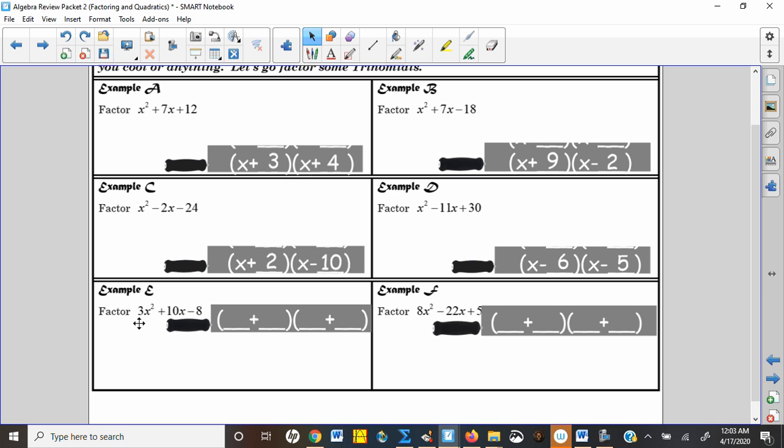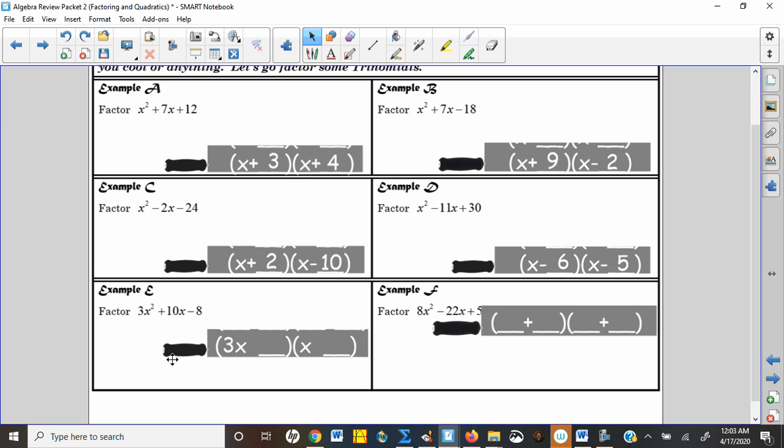Now, these get a little more spicy, a little more interesting, because I have a lead coefficient. Okay, that's not a 1, but it's a prime number. There's only one way to multiply to get 3, and that's 3 times 1. So I'm going to do 3x times 1x. Also, because I'm multiplying to get a negative, I have a positive and a negative. I have to hold off a little bit to see which one's positive, because whether the negative is with the 3x or x will make a difference.